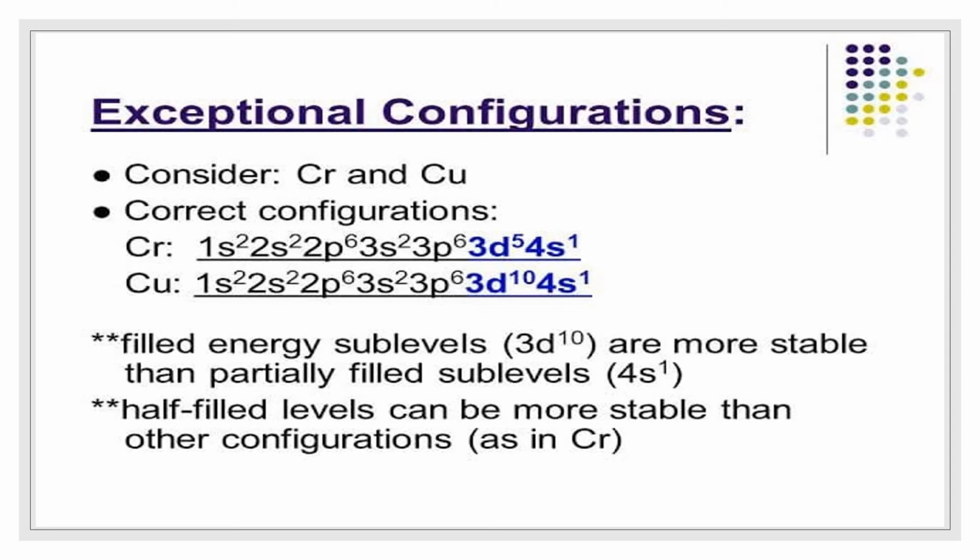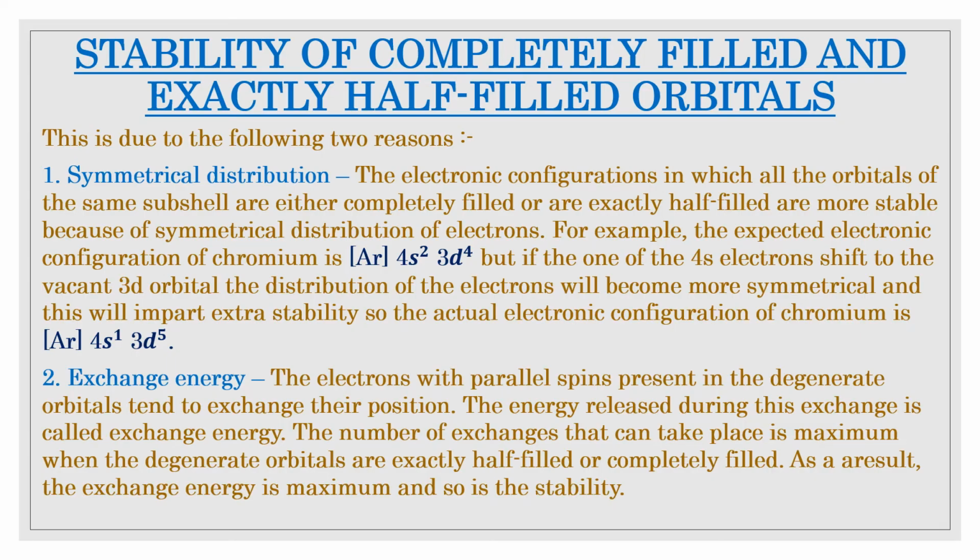I hope students you have understood the exceptions for chromium and copper. You must have seen that for chromium the configuration should be 4s1 3d5 instead of 4s2 3d4, and for copper it should be 4s1 3d10. So why are these electrons moving towards the d orbital from s? Because we know the stability of completely filled and exactly half filled orbitals. So let us discuss that one.